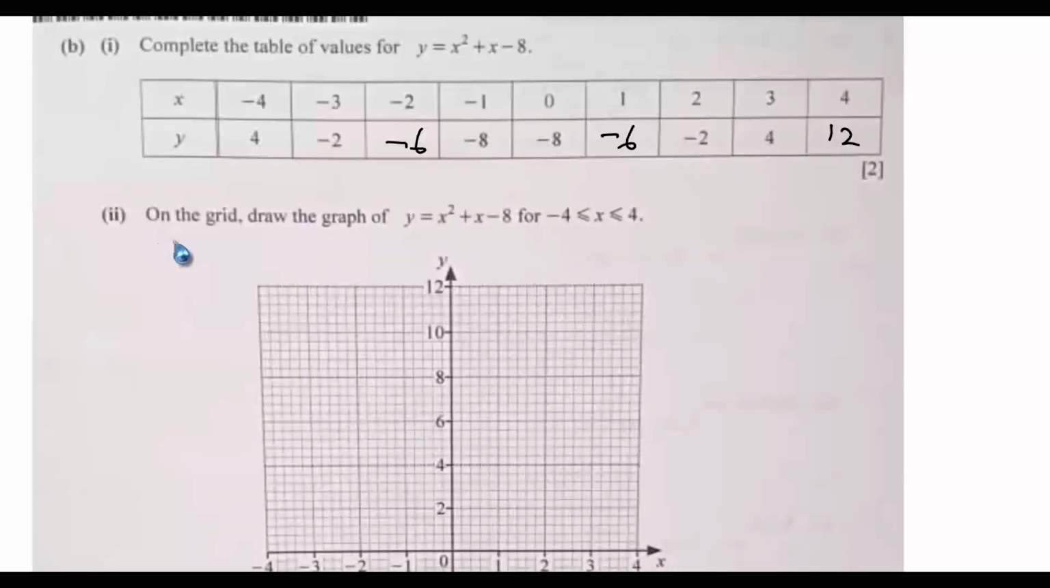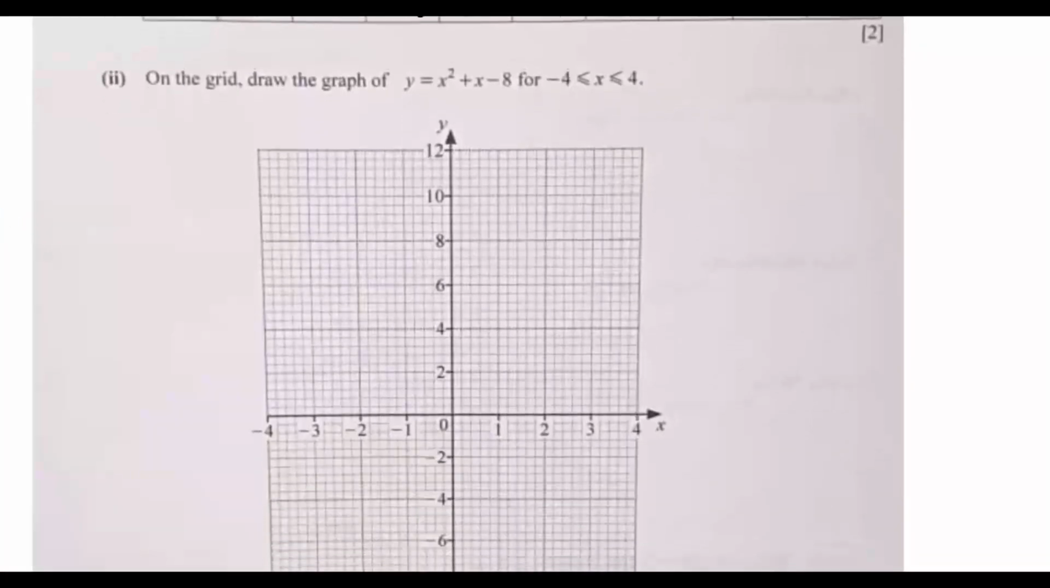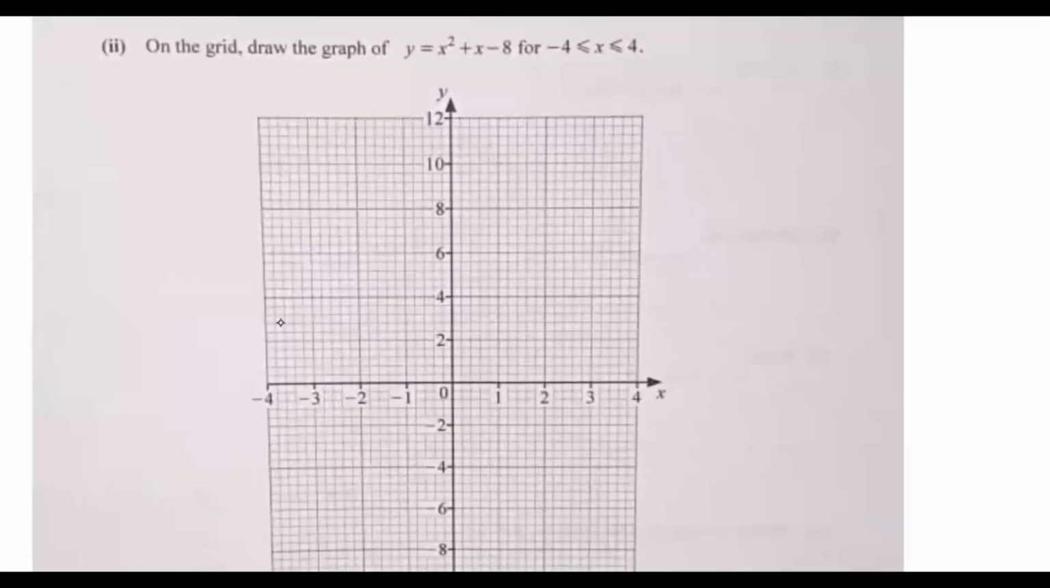Then Roman figure 2, on the grid, draw the graph of y equals x squared plus x minus 8 for -4 less than or equal to x less than or equal to 4. So you need to plot all these points here. We need to scroll up a little bit. Then we have the values. So when x equals -4, then y equals 4. So it will be this point here.